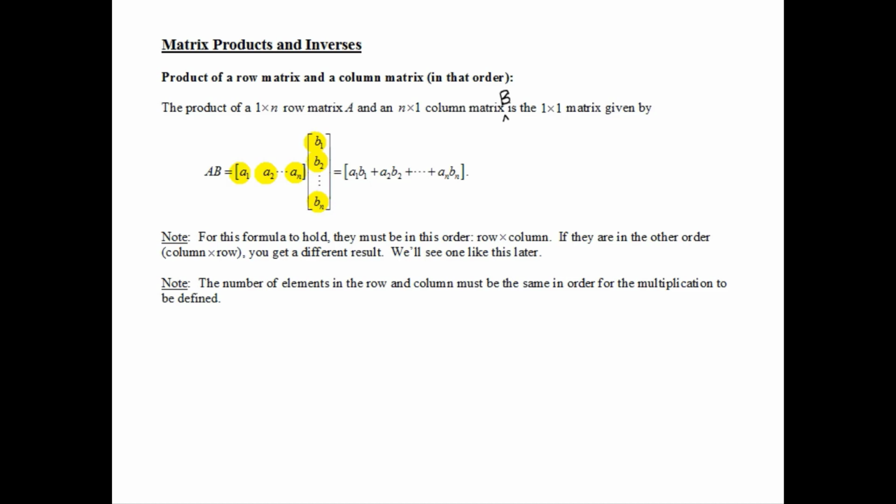If you do not have the same number of elements in the row as you do in the column, they won't match up. That multiplication will not be possible. Let's do an example.